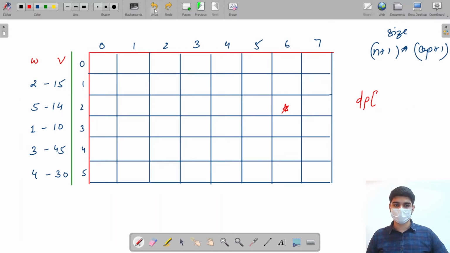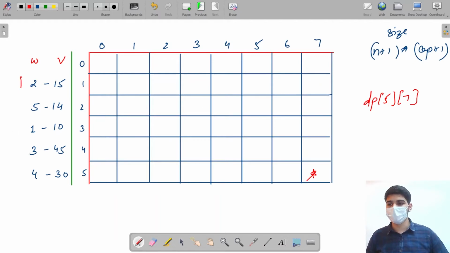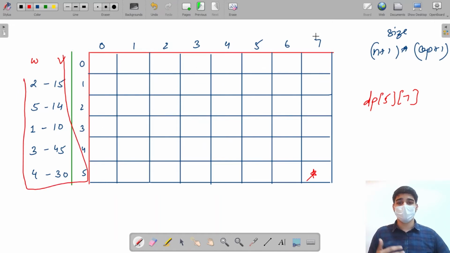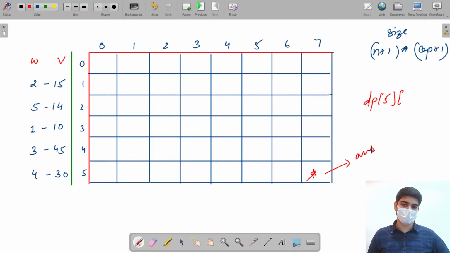If I take another example, let's suppose this, this is DP of 5, 7. What does this mean? This means by using 5 of the items that we have, that means all of these items, and with the capacity of 7, what is the maximum value that I can generate? So with 5 items and 7 as the capacity, isn't this our question itself? Our question says that for all of these items and the capacity of 7, what is the maximum value that I can generate? So this particular point will be my answer, DP of 5, 7, which is DP of n, cap. This would be my answer.